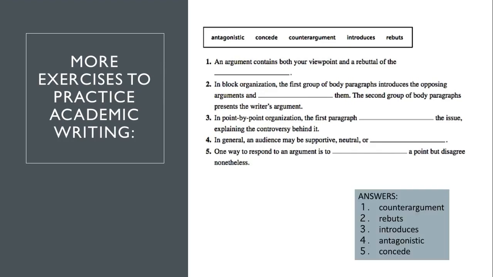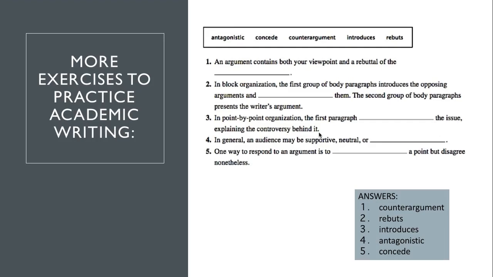Okay, the answers. An argument contains both your viewpoint and a rebuttal of the counter-argument. In block organization, the first group of body paragraphs introduces the opposing arguments and rebuts them. The second group of paragraphs presents the writer's argument. That's one approach to writing the essay as a whole. A different approach, in point-by-point organization, the first paragraph introduces the issue, explaining the controversy behind it.